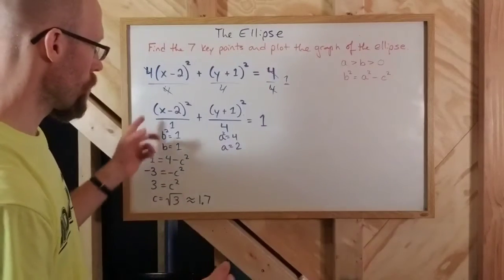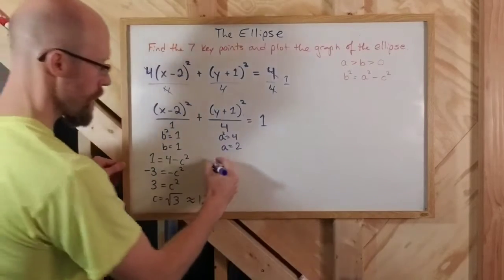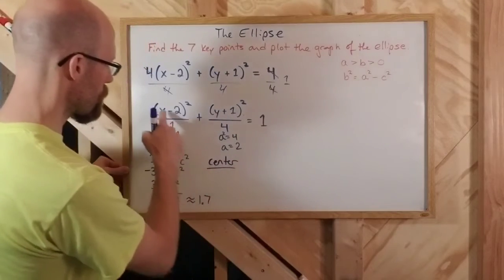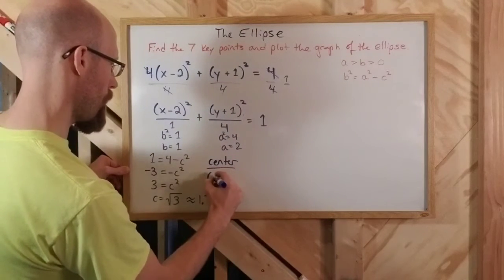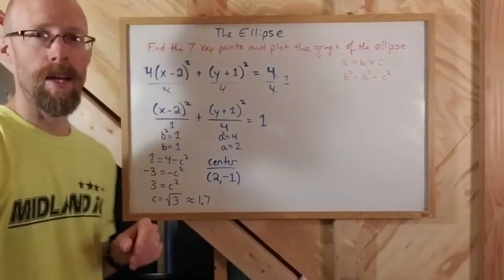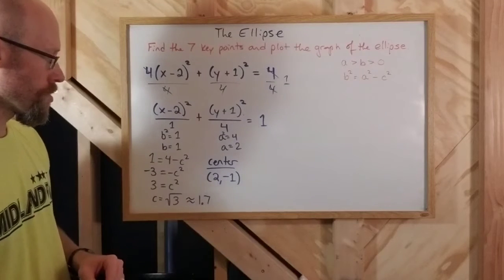Okay, what else do I need? Oh, the center. The center is located at (h, k). In our case, the center would be at positive 2, comma negative 1. Remember, you change the sign on the two values in the parentheses. All right, so (2, -1).